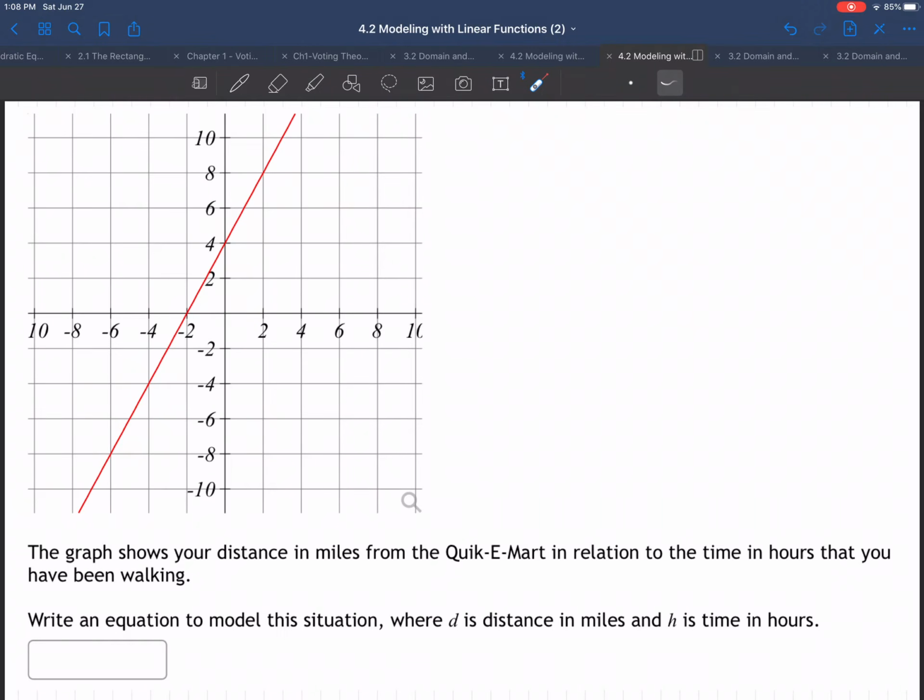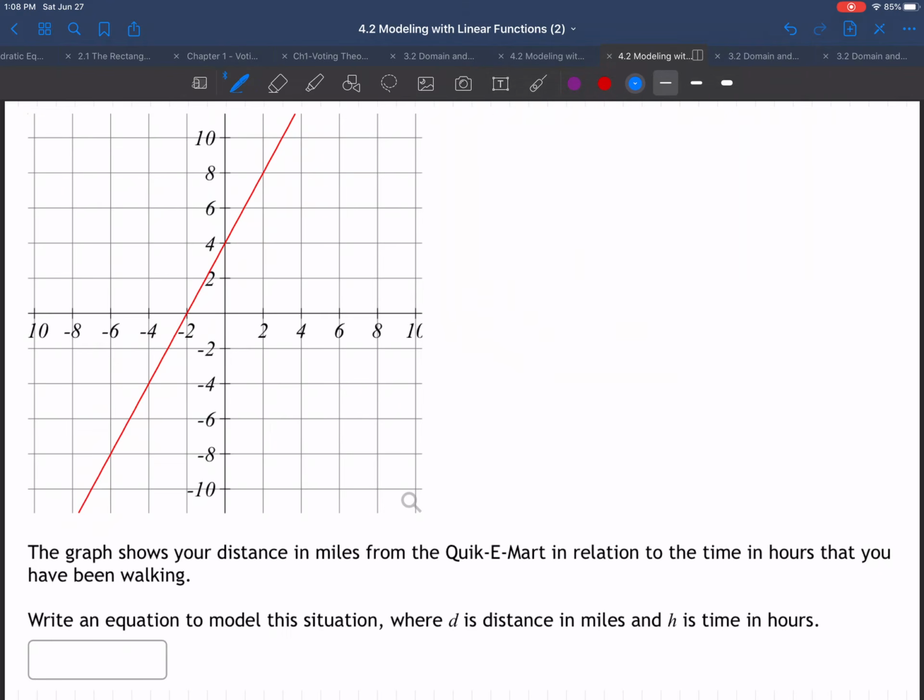Welcome to an example of finding the equation of a line from the graph, from the picture. So down here the words say the graph shows your distance in miles from the Quickie Mart in relation to the time in hours that you have been walking. Write an equation to model the situation where D is distance in miles, H is time in hours. Okay, so what are they talking about?